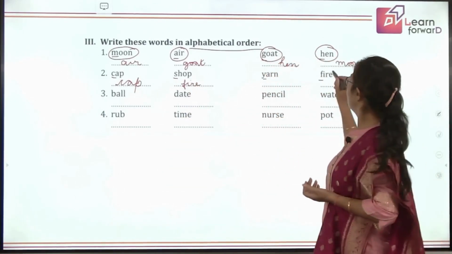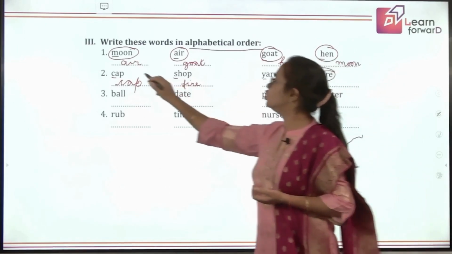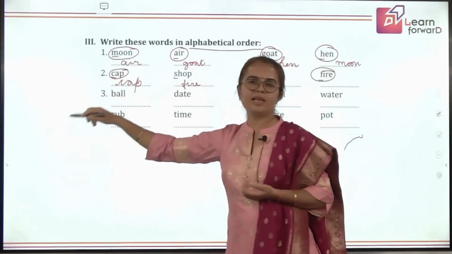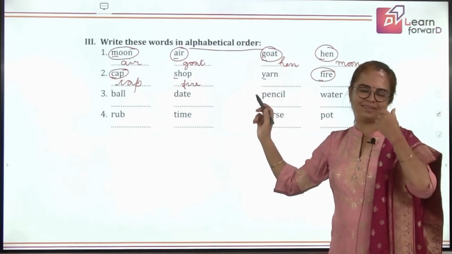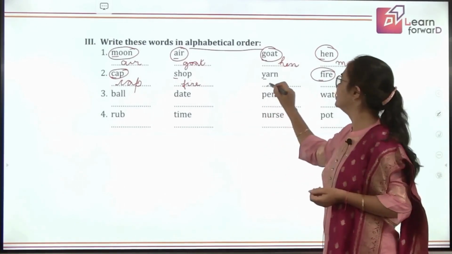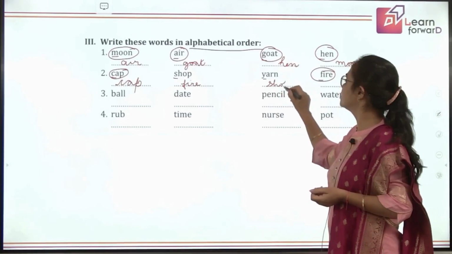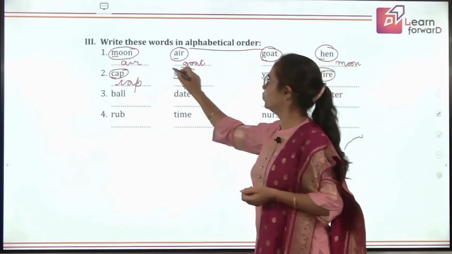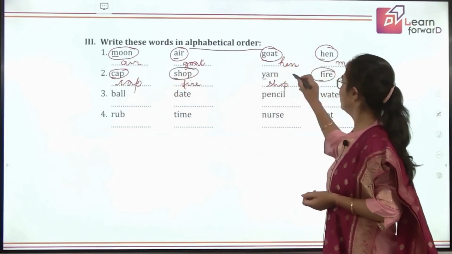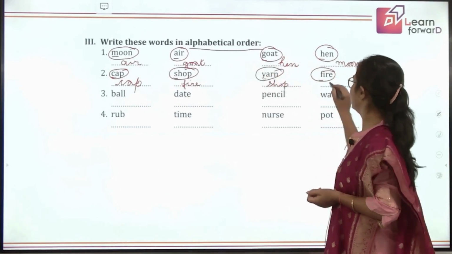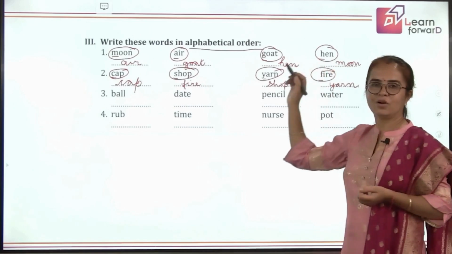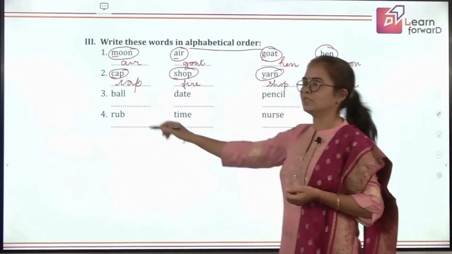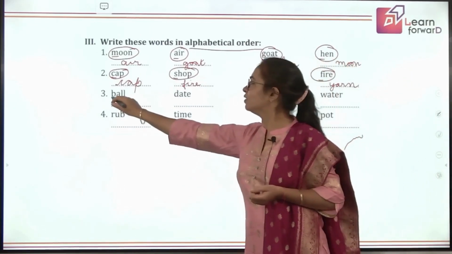Now we are left with two words, shop and yarn. Now tell me which letter comes first, S or Y? Yes, that's great. Shop. S comes before Y. So, shop will come first and yarn will come at the end. Good. Let's move to the next set of words.